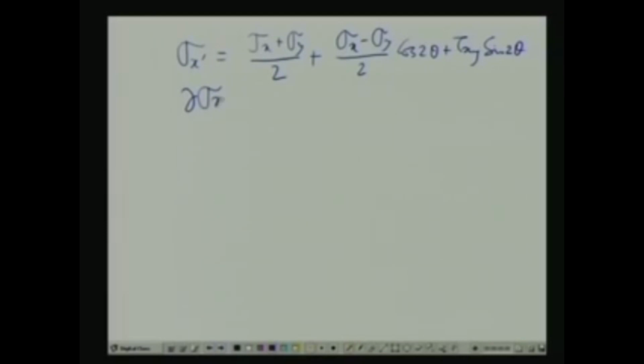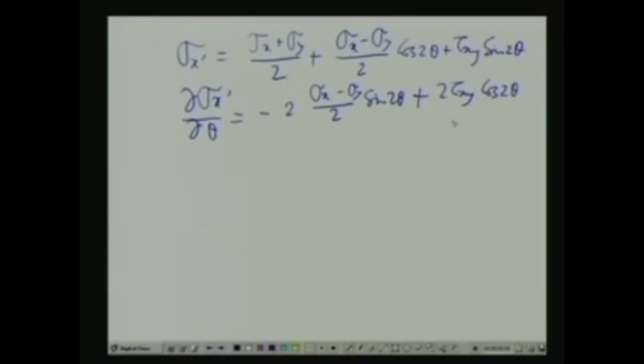Now, we have obtained that the normal stress on a plane, sigma x dash, which is at an angle of theta, is equal to sigma x plus sigma y by 2 plus sigma x minus sigma y by 2 cos 2 theta plus tau x y sin 2 theta. If we take the derivative of this normal stress with respect to theta, which is del sigma x dash by del theta, this is equal to minus twice sigma x minus sigma y by 2 sin 2 theta plus twice tau x y cos 2 theta.